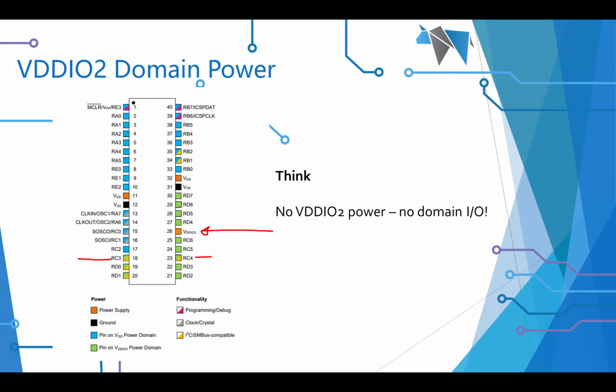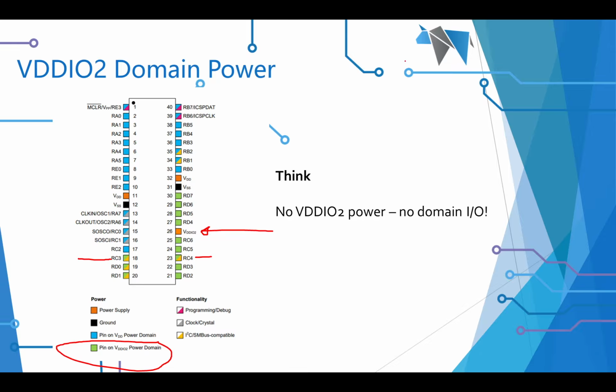Now, in this particular chip, I've also got a VDDIO2 power domain, which basically means I must apply power to VDDIO2 because I am using RC3 and RC4, and they are in the VDDIO2 power domain, which is shown at the bottom here in green. So anything in green, you require that power. So no VDDIO power, no domain IO.